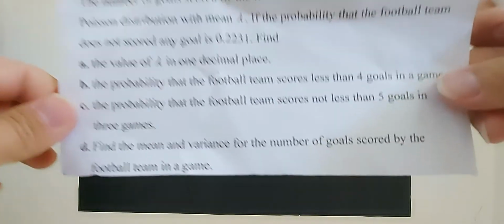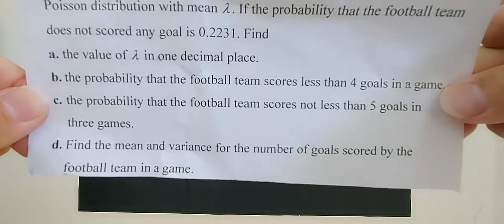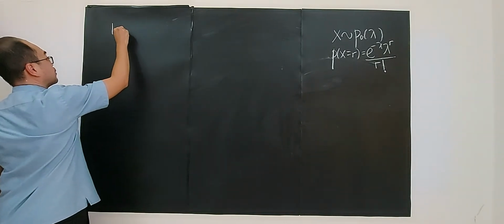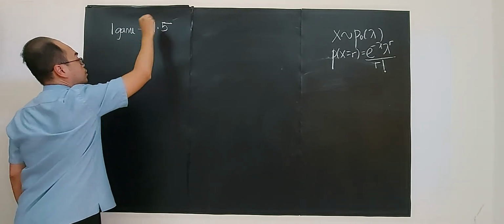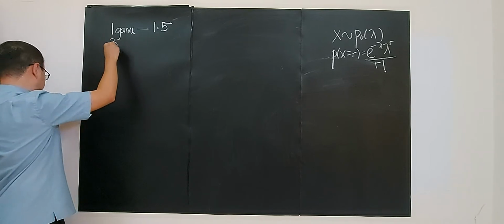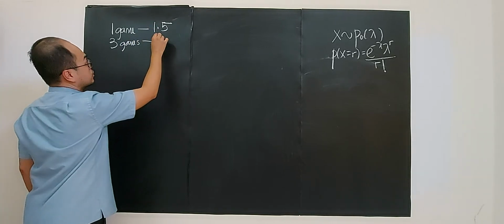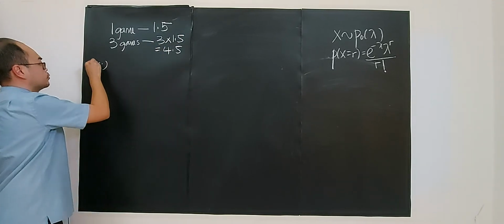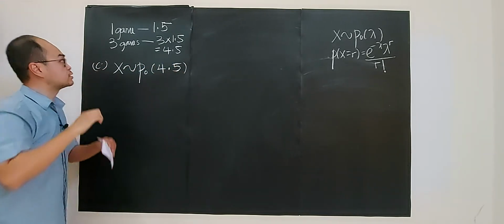Now let's look at part C: the probability that the football team scores not less than 5 goals in 3 games. The keyword here is in 3 games. As you know, for one game the mean number of goals is 1.5. Now it's playing in 3 games, so the mean will be triple: 3 times 1.5, which is 4.5. So for part C, we define the Poisson distribution with a mean of 4.5, because now the interval is 3 games.